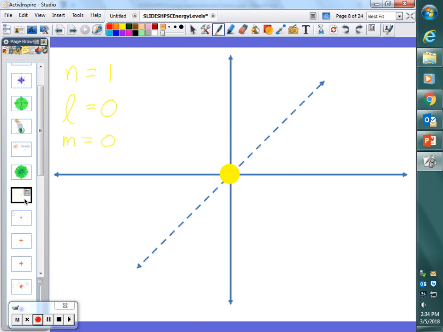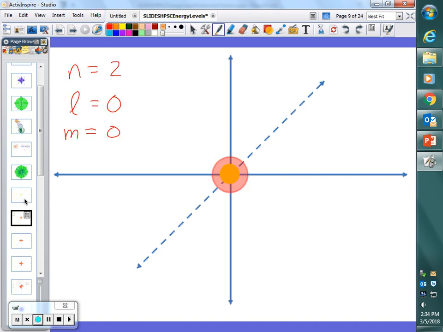L tells us what about the orbital? Its shape. This is a spherical orbital. All s orbitals get an L value equal to 0. And we said that how many spherical orbitals are there in each level? Just 1. So we only need one m value because we don't have multiple spheres that we have to tell apart. Okay? Good? All right.